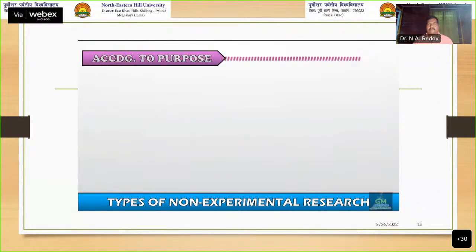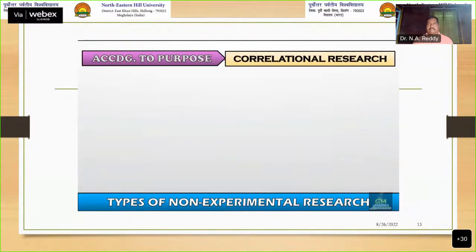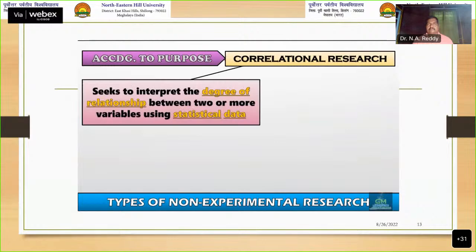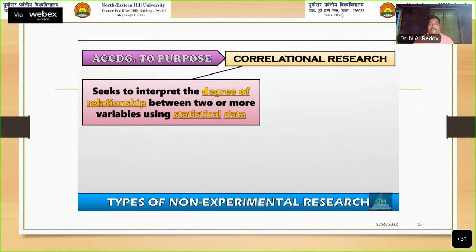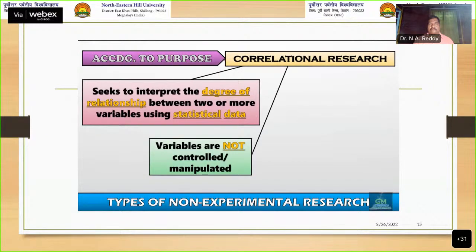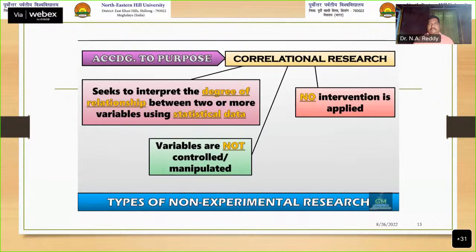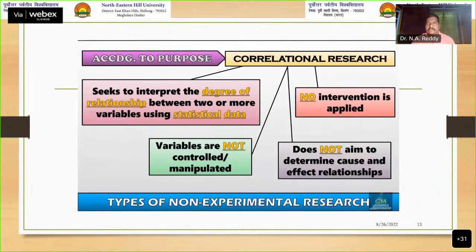The next type of non-experimental research design according to purpose is the correlational research. The correlational research seeks to interpret the degree of relationship between two or more variables using statistical data. Also, similar to the survey research, in correlational research, variables are not controlled or manipulated, and no intervention is applied. It is also worth noting that while correlational research aims to interpret the degree of relationship between variables, it does not aim to determine cause and effect relationships.